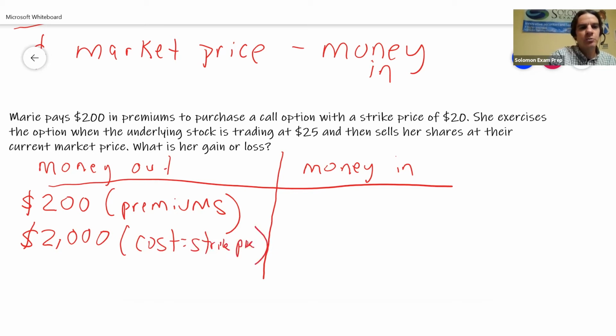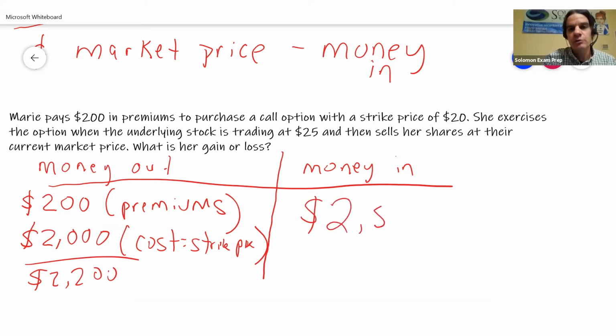Okay, so she has spent $2,200. All right, so then she does this all. She exercises the option when the underlying stock is trading at 25, and then she goes out and sells the shares she just bought at their current market price. When she sells those shares at their market price, that's money she takes in. $2,500 equals money in. 25 a share times 100, and this is the sale price.